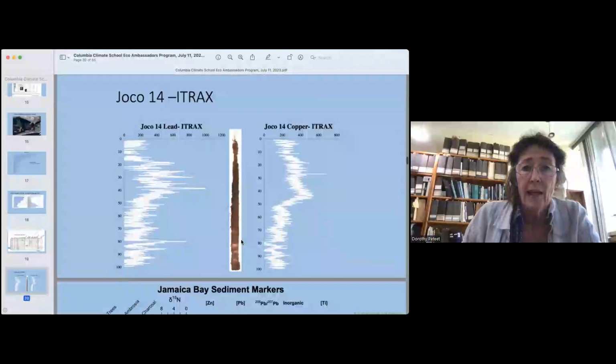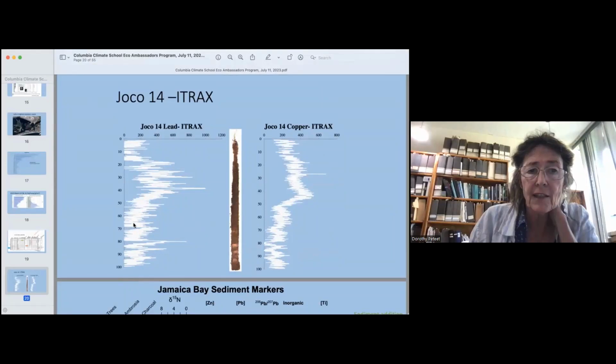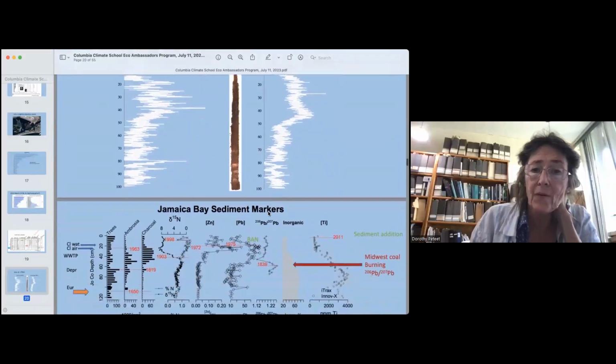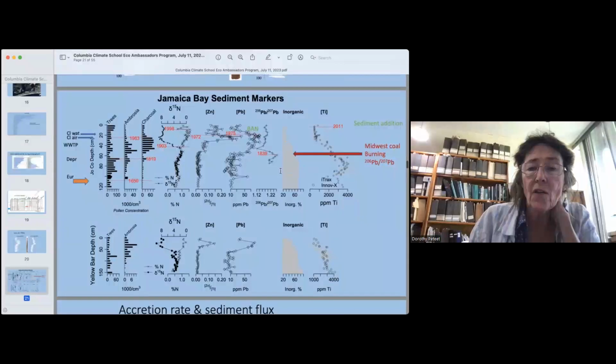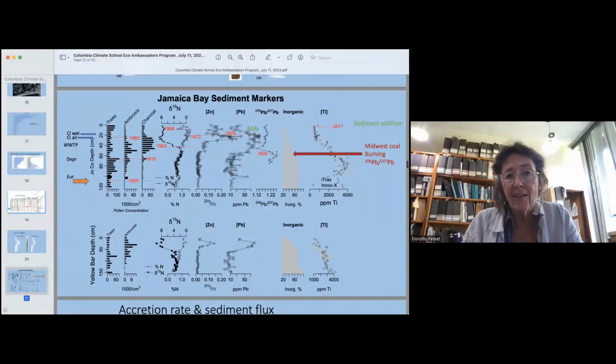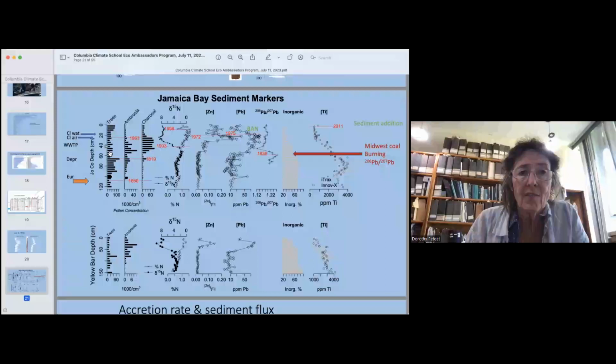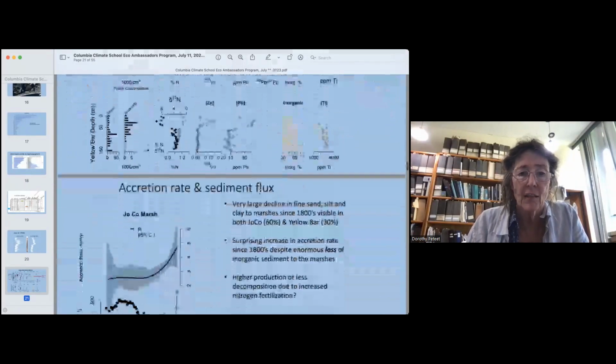So we also then get the lead and copper heavy metals, and you can see the big increases and declines. The increases are the industrial age. So we've dated that with isotopes so that we know 1839 exactly. And we put it together with these other pollen records and the organic and inorganic. And we see that we're getting the same pattern in all the marshes. The top one is Joko, the bottom one's Yellow Bar.